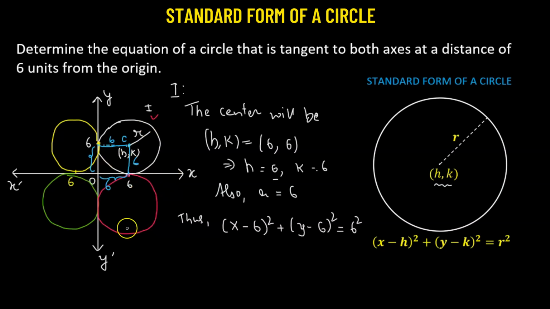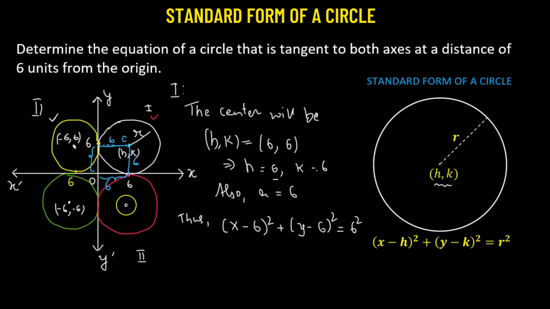Fine. So what about the equation of the circle in the second quadrant? For the second quadrant, that's very simple. We'll have to find out the coordinates. Since we are on the negative x-axis, the x coordinate is going to be negative 6 and the y coordinate will be positive 6. In the third quadrant, the center of the circle is going to be negative 6, negative 6. The radius is going to be 6.